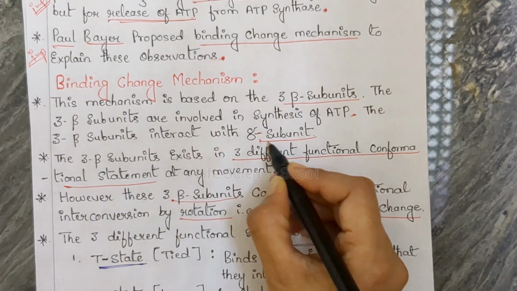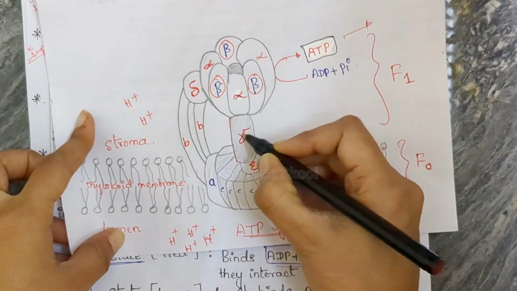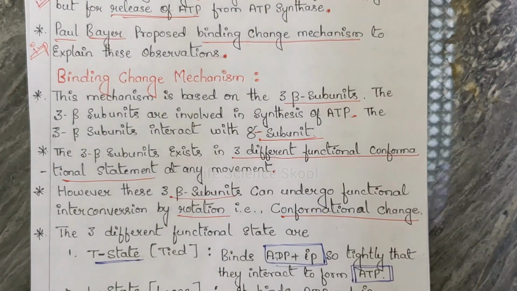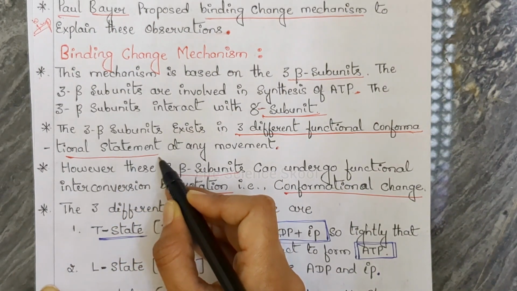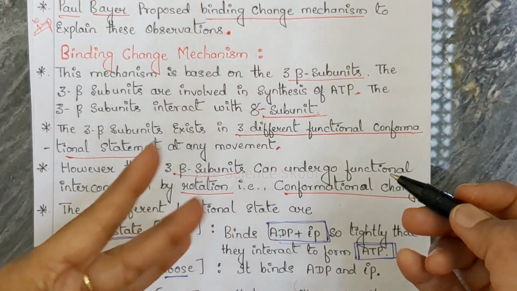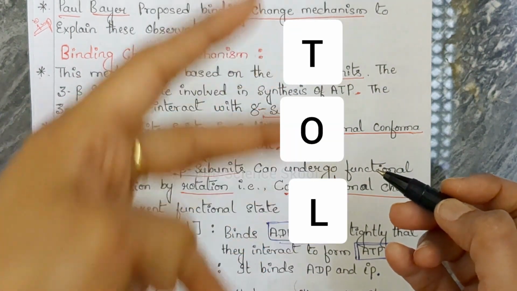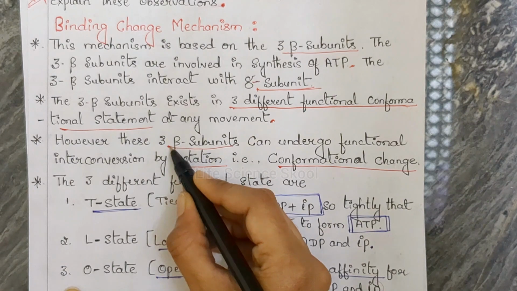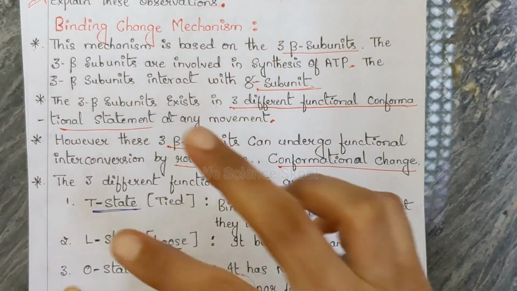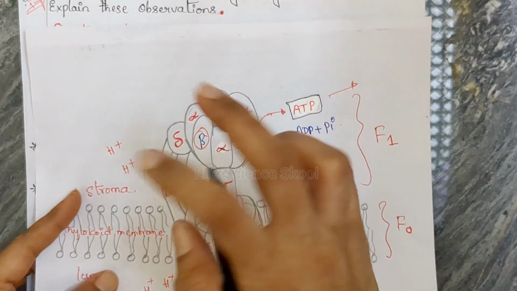The 3 beta subunits interact with the gamma subunit, as you can see here. The 3 beta subunits exist in 3 different functional conformational states at any moment: T, L and O. However, these 3 subunits can undergo functional interconversion by rotation. That is called conformational change. As I said before, because they rotate, the conformational states keep changing.